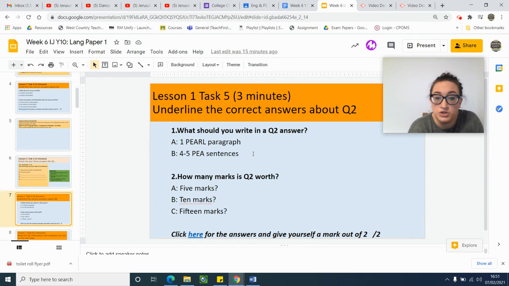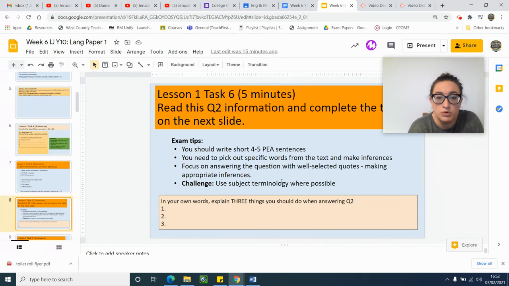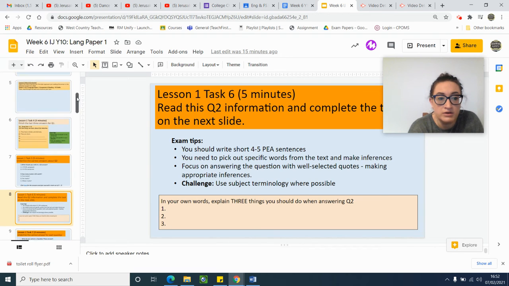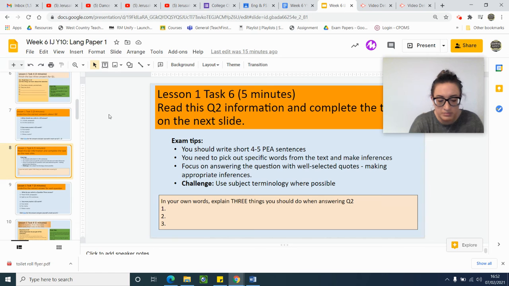So what should you write in a question 2 answer, and how many marks is question 2 worth? Moving on to slide 8, it gives you some more information about question 2, and you need to pick 3 of those things and explain them in your own words. So I'm not actually going to get you to try and answer question 2 in today's lesson, because I think there would be a bit too much to do. If you would like to write an answer to question 2 to challenge yourself, then you can stop now, create a new slide, and then just write a quick answer, and I'll give you a mark for that when I mark it next week.